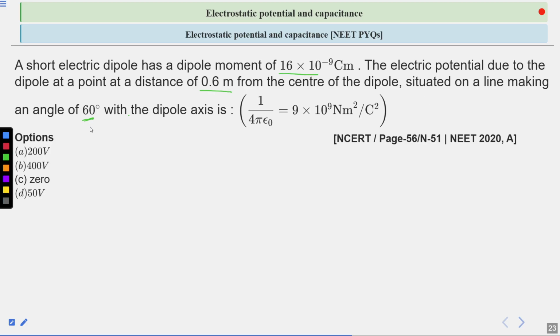So the position vector from the middle of the dipole to that point is at 60 degree with the dipole axis. And 1 by 4 pi epsilon naught value is given as 9 into 10 to the power 9 Newton meter square per coulomb square. Options are 200 volt, 400 volt, 0 and 50 volt. I will give you some time to think about it.